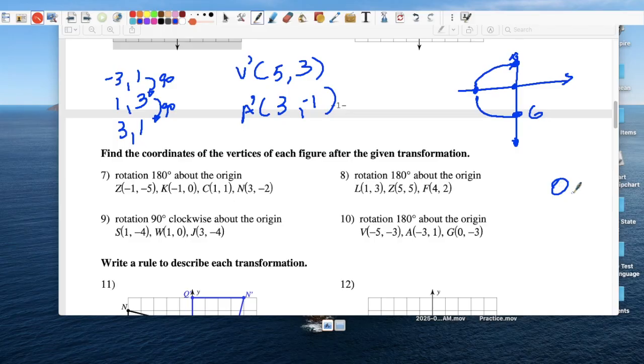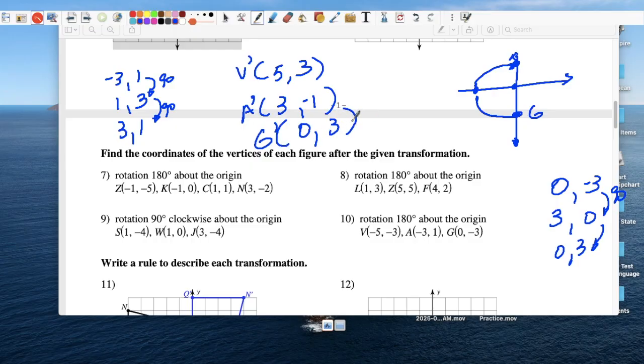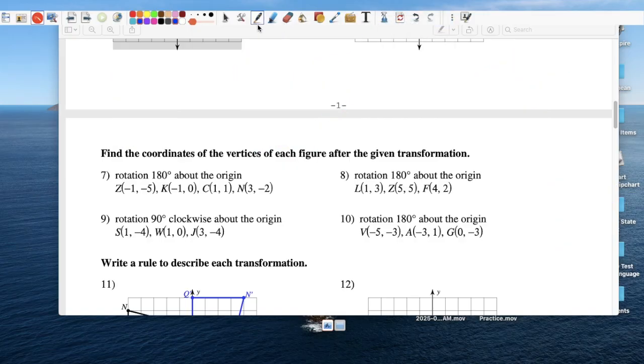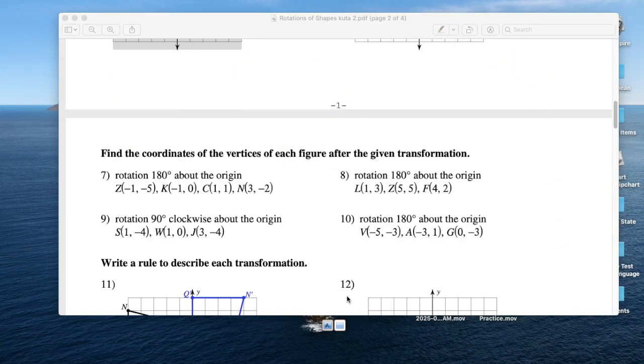So G is 0, -3, which is, switch your hands, 3, 0. That's 90 degrees. Switch your hands again, 0, 3. But over here, 0, 3, he's going to be up there, so it's going to be 3 positive on the y-axis. So G prime is going to be 0 and positive 3. Okay? Yeah, that's about it. So if you can do this, you can do those pretty easy.